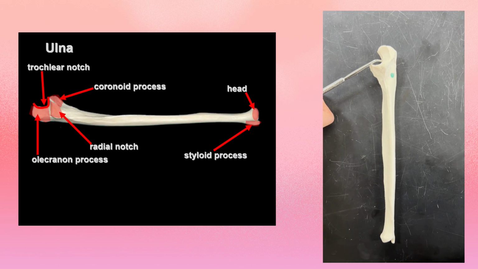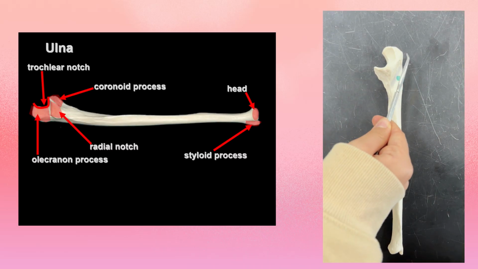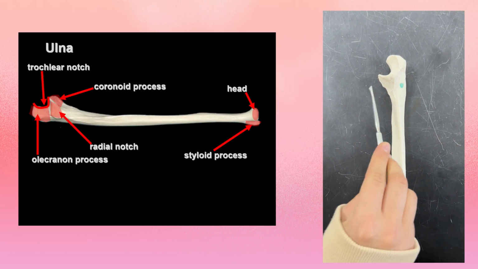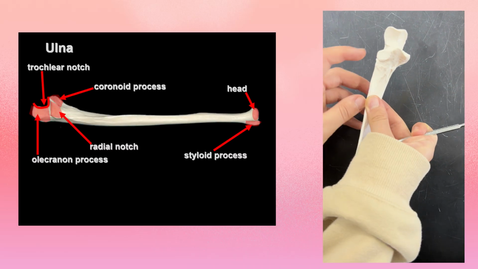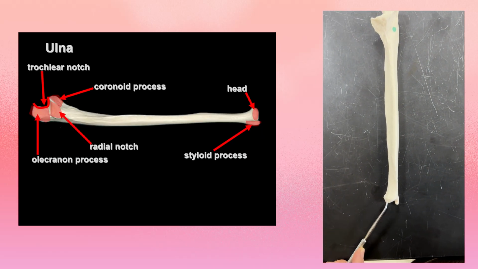This is the anterior side of the ulna. This is the trochlear notch. This is the coronoid process, the olecranon process, the radial notch, the styloid process, and the head.